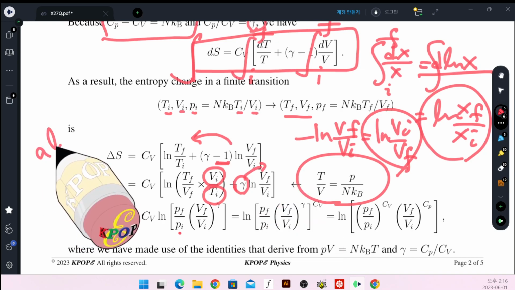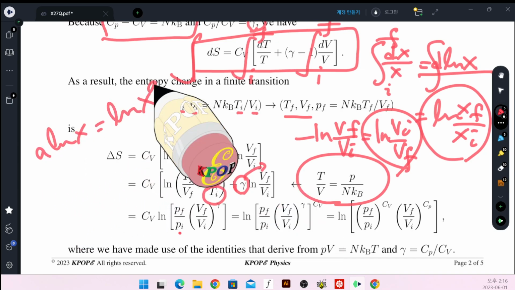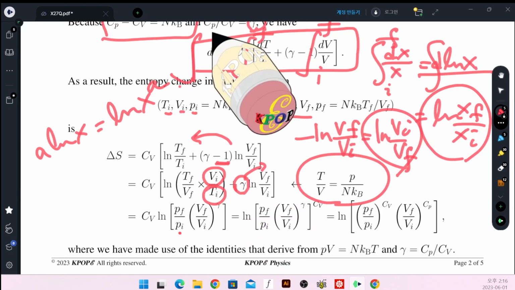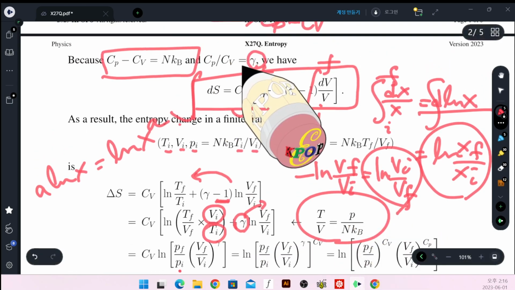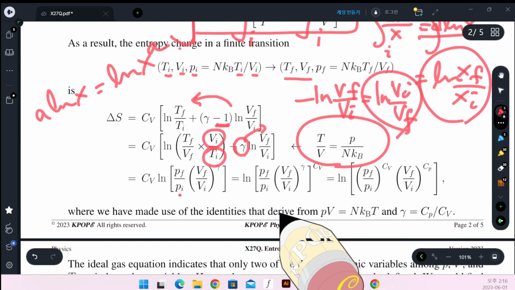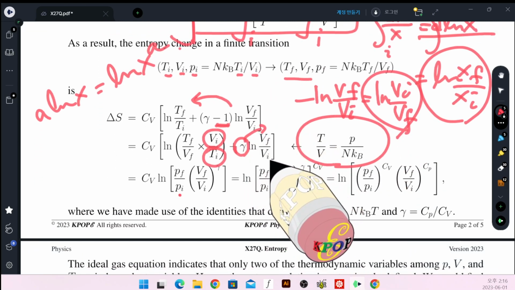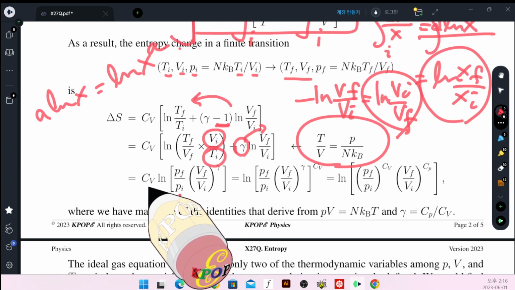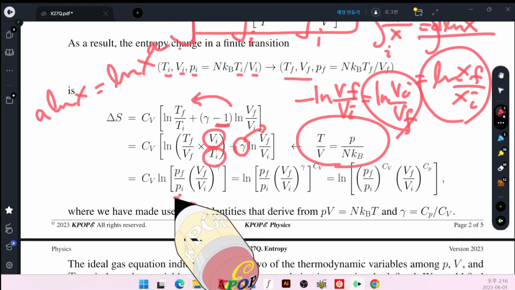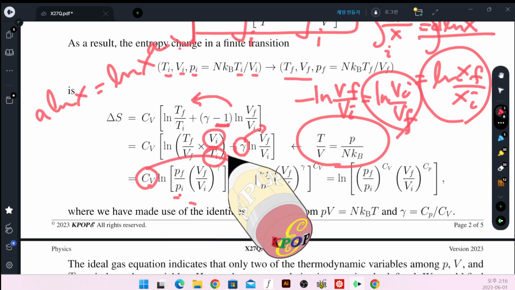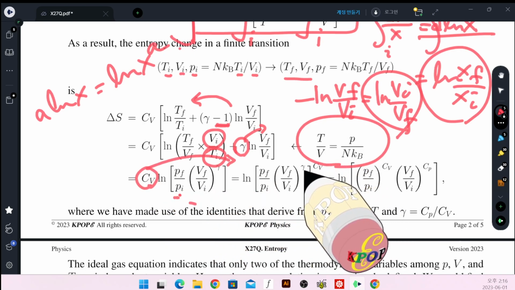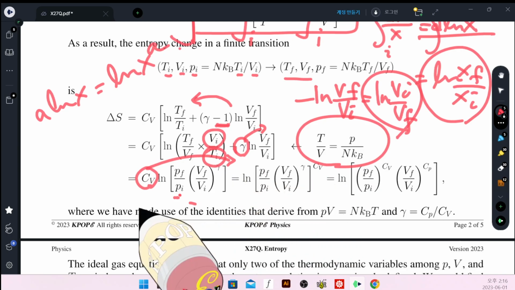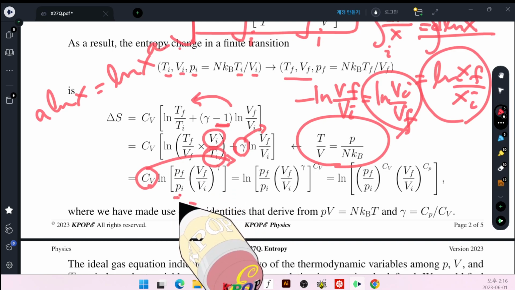So a log x is log x to the a. So I have moved this parameter gamma. Gamma is the ratio of Cp over Cv, and it becomes a power of the volume ratio. Finally, the factor Cv is in here, so we can move this too. So we have Cv inside, gamma is the power of the Vf over Vi, and this is the pressure ratio.